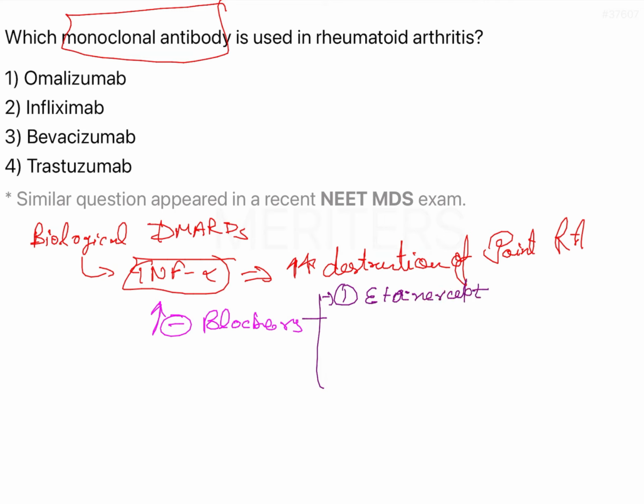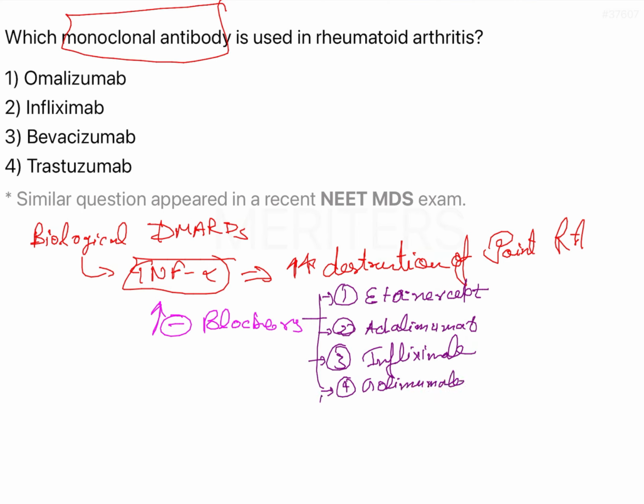etanercept, then adalimumab, then infliximab, and here you get your answer also. Then golimumab, and then certolizumab.